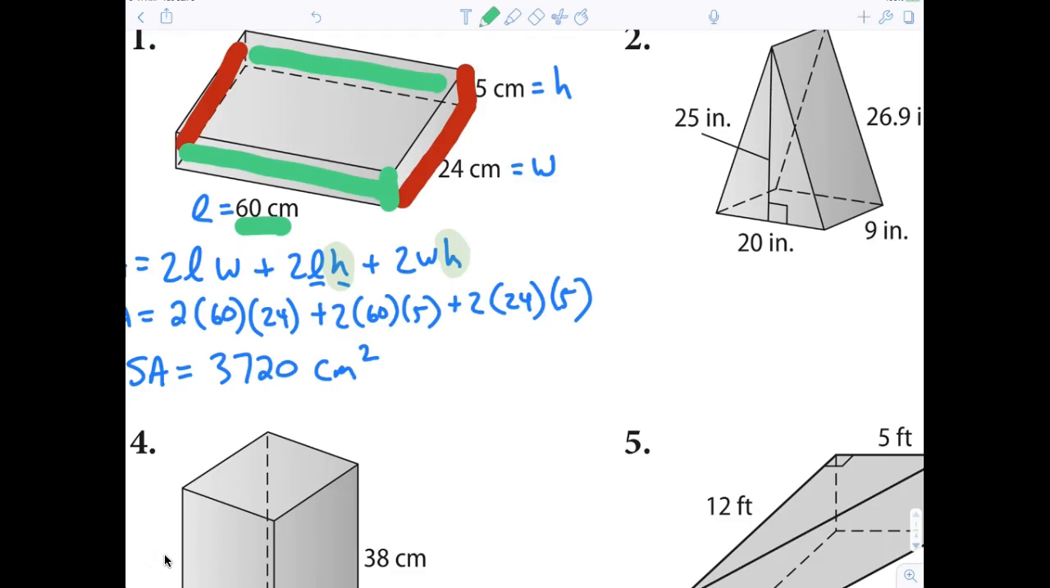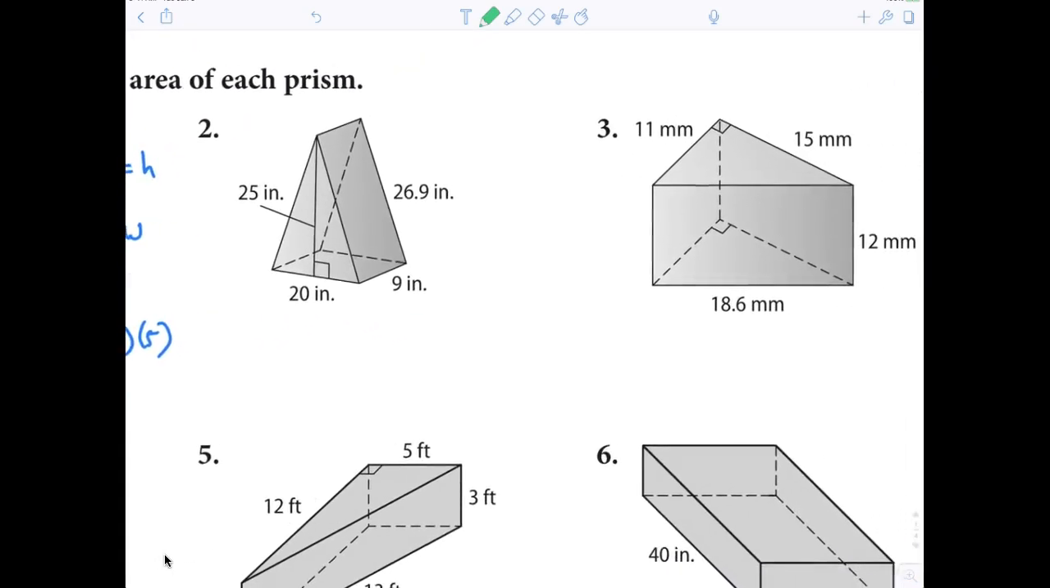All right. So now we're going to go down to number 2. If I ask you to draw a net on number 2, what shapes would you see? Somebody tell me. Triangles. How many? 2. 2 triangles and 3 rectangles. Is everybody with me on this? Does everybody see that? Now, are the rectangles all the same? No. Are any of them the same? 2 of them.